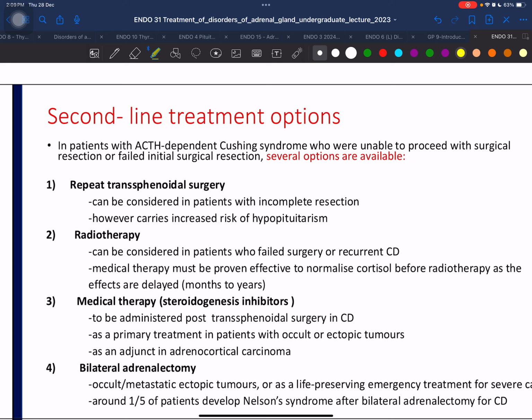Number one, they can do a repeat transsphenoidal surgery. That means the surgeons must be confident enough, they go in again and they perform the surgery. And this can be done in patients who usually have no comorbidities and they find that the surgery was not too hard, but the tumor resection was incomplete the first time.